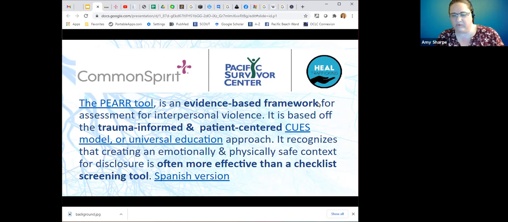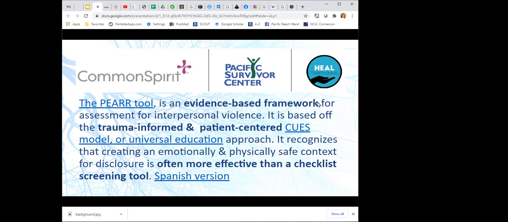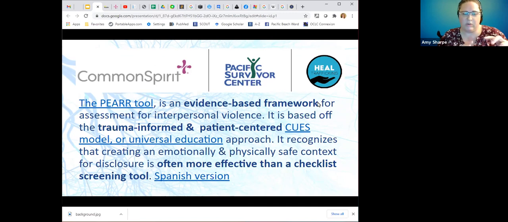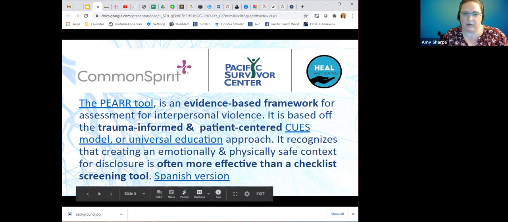It is an evidence-based framework, based on the trauma-informed and patient-centered cues model. This is the part that I really want to drive home: it recognizes that creating an emotionally and physically safe context is often more effective than a checklist or screening tool. In a clinical environment, we tend to want to screen in or screen out. This is a little bit more squishy, so it's an assessment tool. But if we do it correctly, it is more effective than a screening tool that often alienates patients.